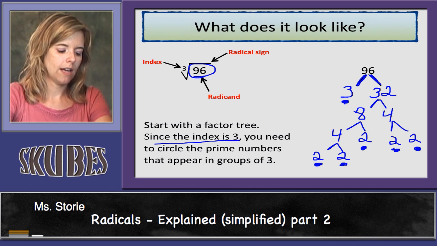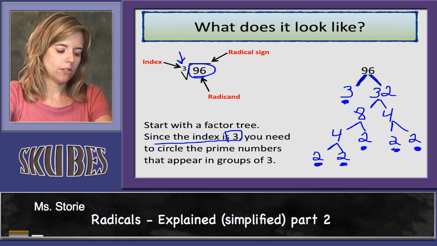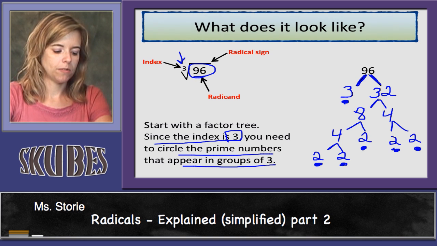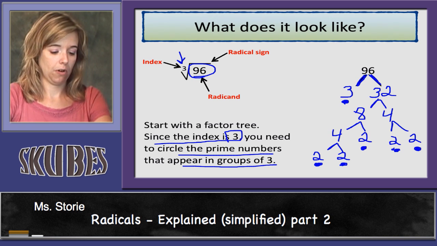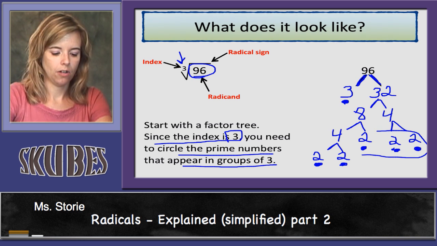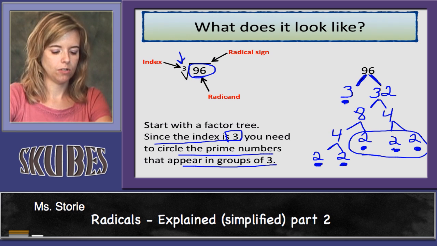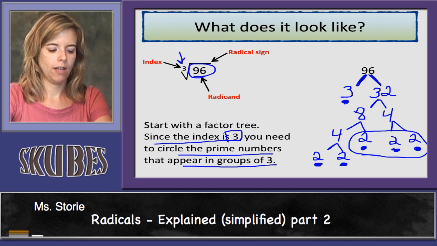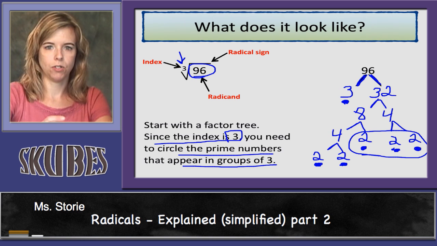Now, since the index is 3, this teeny tiny number here, you need to circle the prime numbers that appear in groups of 3. So they want you to go back and find 3 groups of 2, 3 groups of 3, whatever you can do. We have a group of 3 2's. We only have 2 2's, so we can't make a group out of them. And you only have 1 3, so you can't make a group out of those either. So we only have 1 group of 2's.